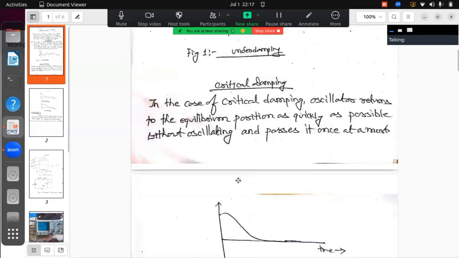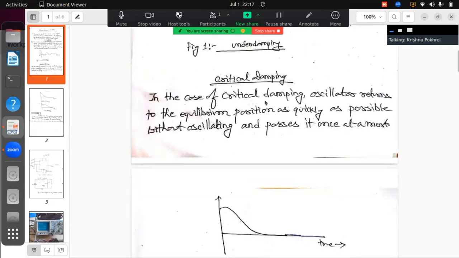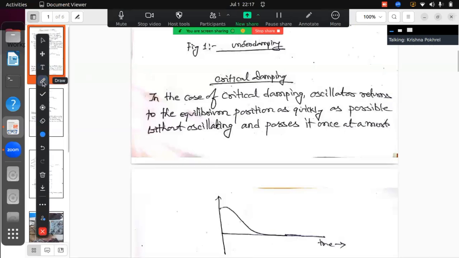Now critical damping. What do we mean by critical damping? In the case of critical damping, the oscillator returns to the equilibrium position as quickly as possible without oscillating and passes it at most once. For example, suppose here we can see the wave is coming down, but it decreases fast along with the time. Fast decrement, but it does not cross, or if it crosses, then it crosses only once at most. It does not cross twice and thrice. This is the condition of critical damping.